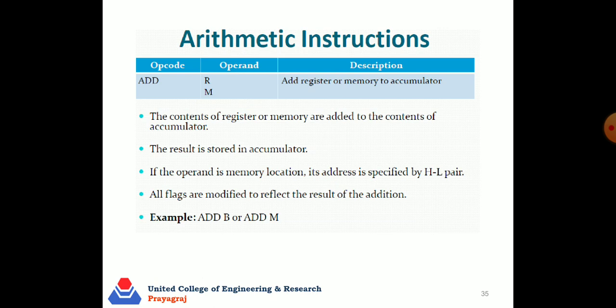So if we perform ADD R, it means the content of the register or memory is added to the content of the accumulator. The result is stored in the accumulator. Always the result is stored in the accumulator. There are some exceptions which we'll discuss later. So let's take the example ADD B.